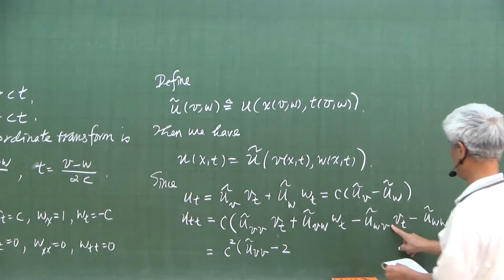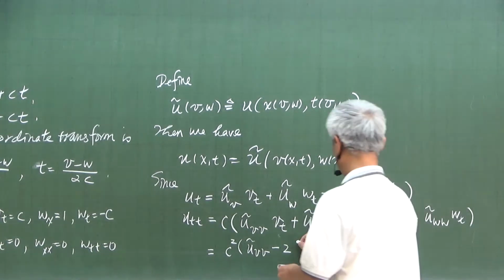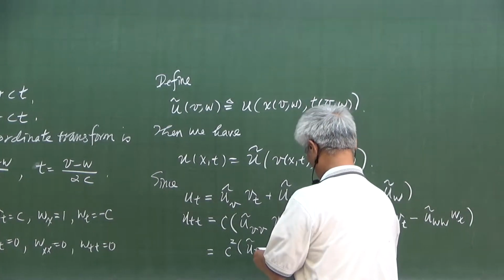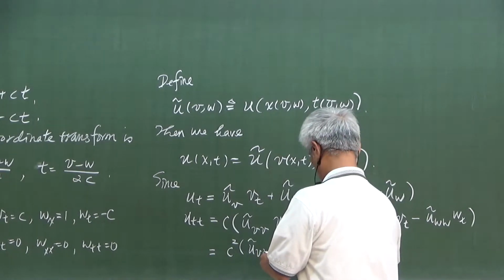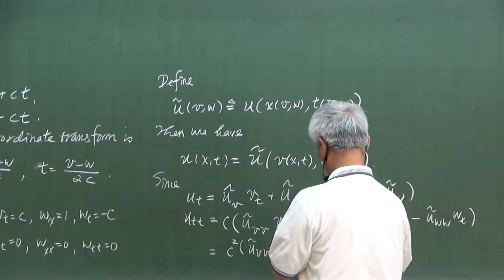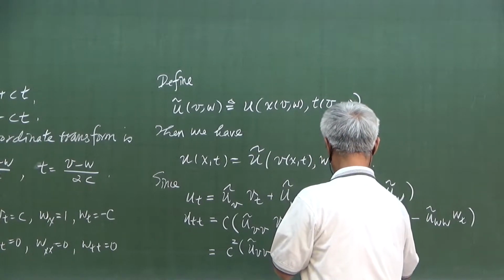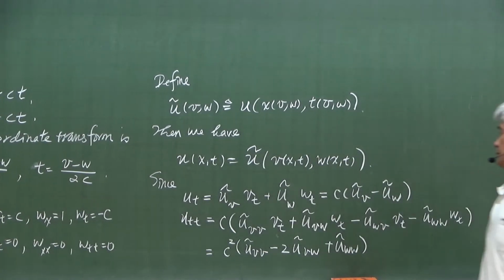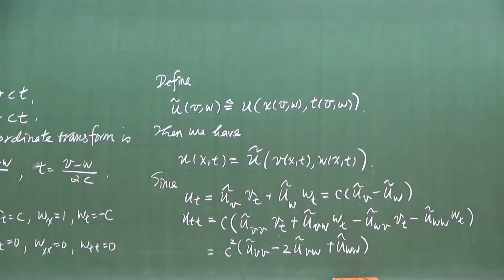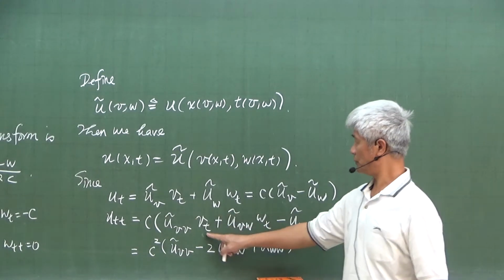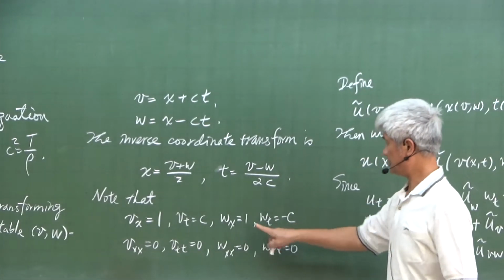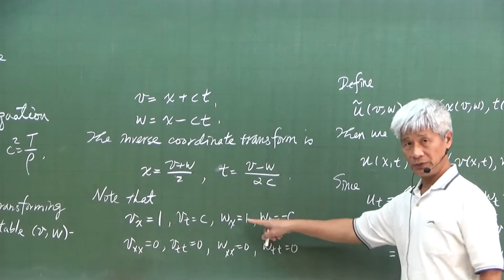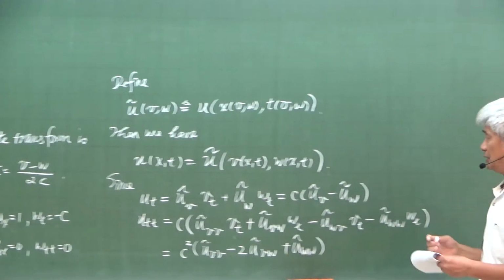VW, okay, so this is c, this is minus c, so we have 2 u_vw plus u_ww, okay? So we just do the substitution because we know what is v_t, v_x, w_x, w_t. We don't know this, so just do the substitution.